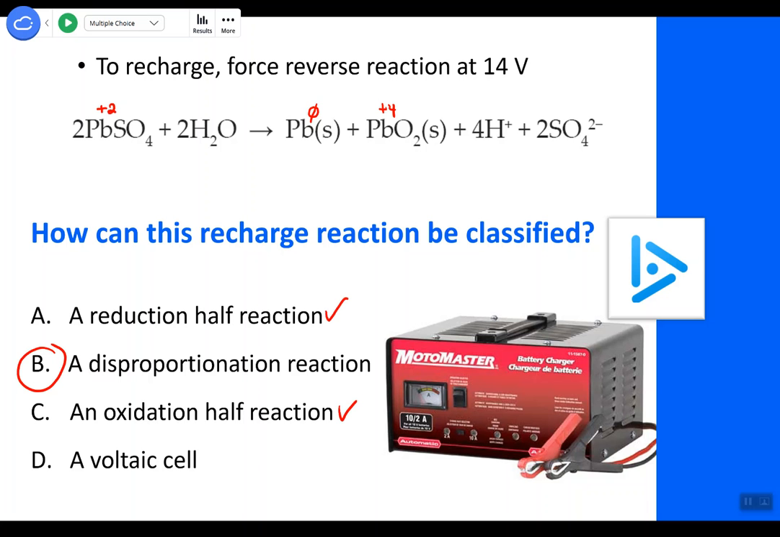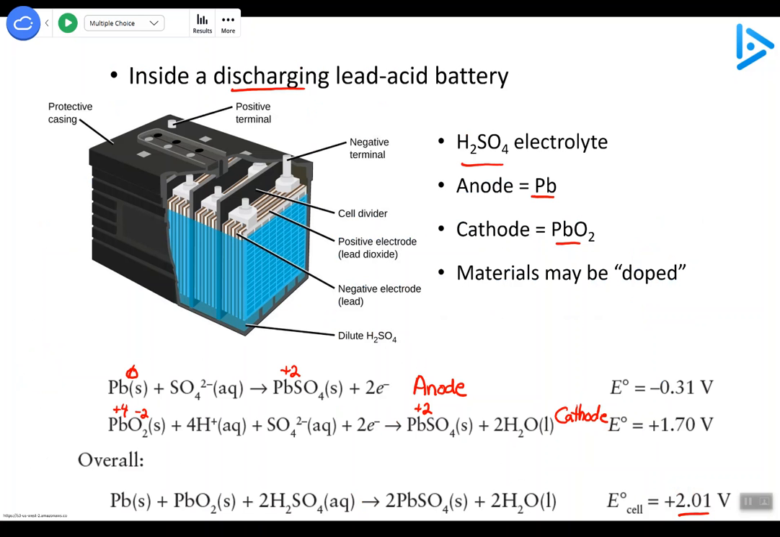So we can't just say something's being reduced. We can't just say something's being oxidized. This lead sulfate is being both oxidized and reduced, which is the definition of a disproportionation reaction. If you remember back to topic 4.1, we balanced a disproportionation reaction, where it looks like one reactant is being both oxidized and reduced. This happens because we don't just have one compound. We have billions and trillions and moles of compounds. Some of them are oxidized, some of them are reduced.